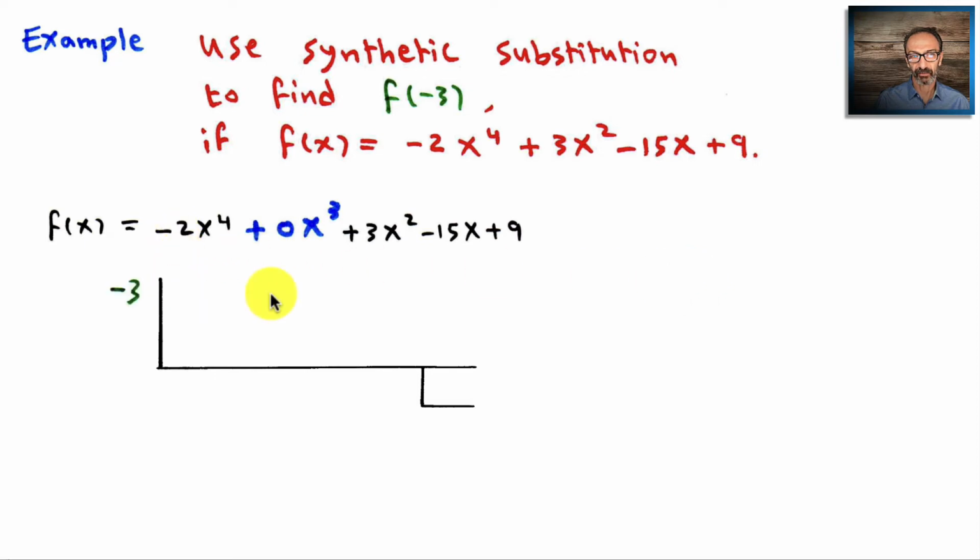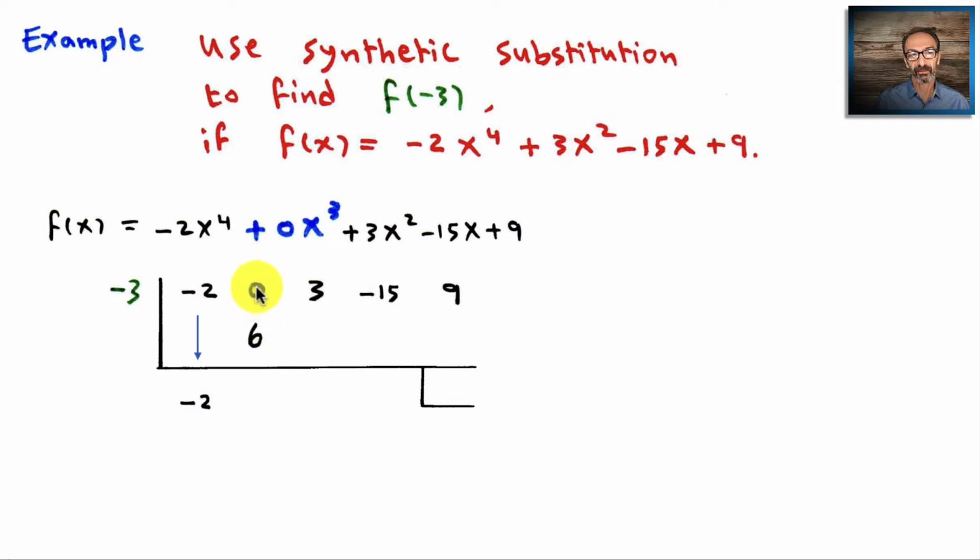Negative 2, 0, you don't want to miss the 0, 3, negative 15, and 9. What do we do? We take the negative 2 down. We multiply negative 2 times negative 3, which is positive 6. We put it right there.